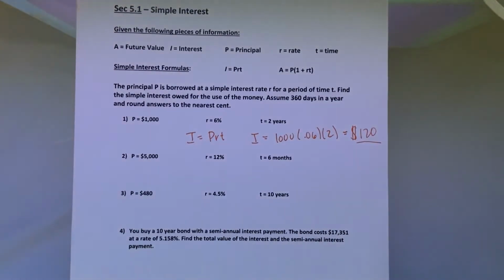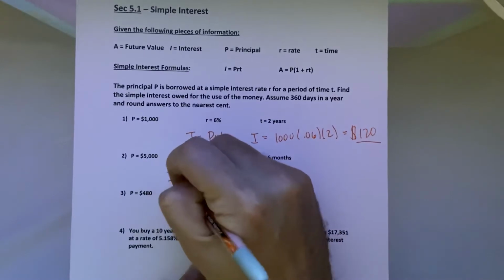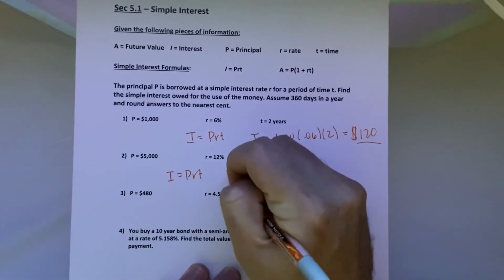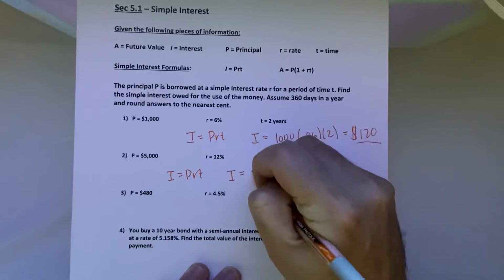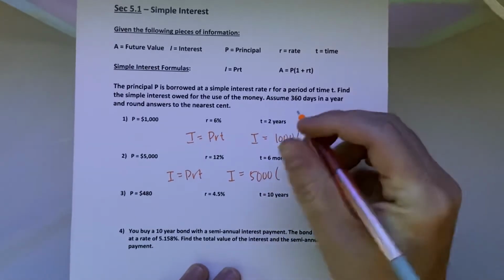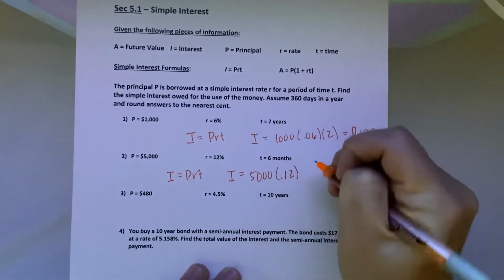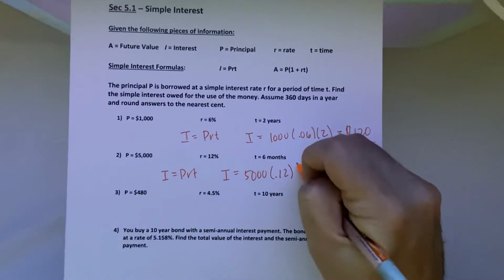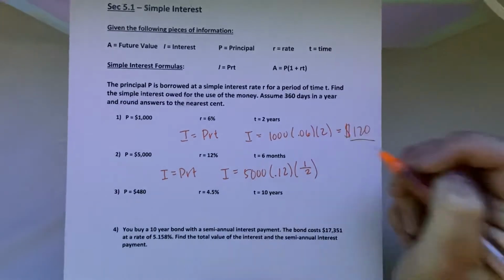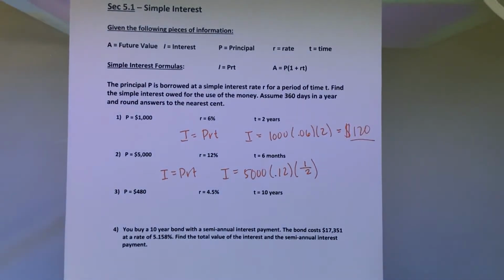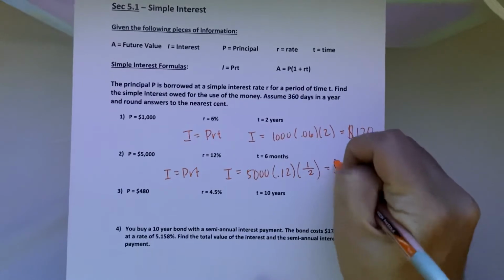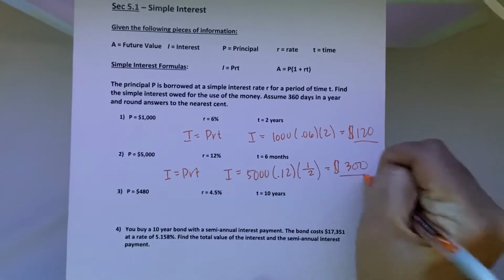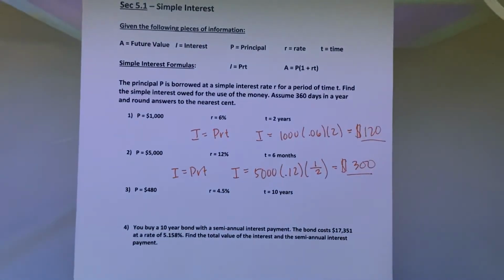P equals 5,000, R equals 12%, which is not a great interest rate, and T equals 6 months. So when we do I equals PRT, $5,000 is what we borrowed, our rate is 0.12, and for T, 6 months, don't use 6. It's really half a year, 6 out of 12 months. So you multiply those together and you get $300. And I'll leave number 3 for you.